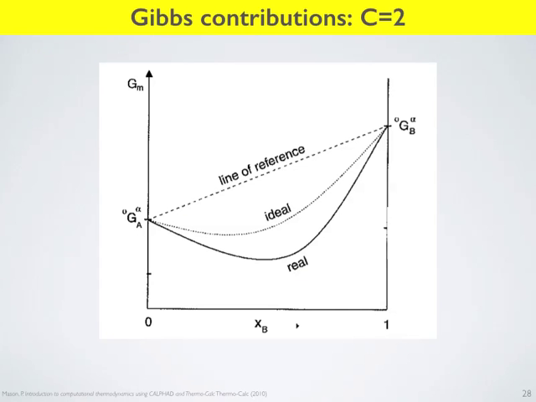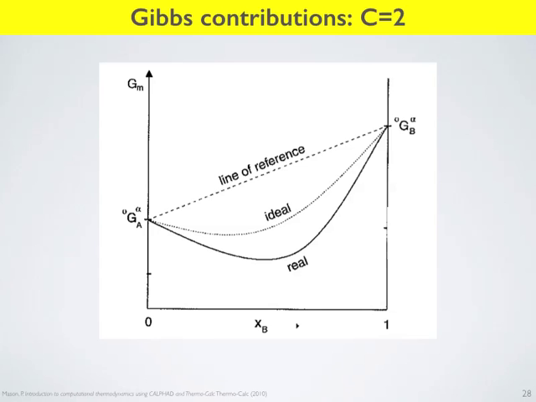So your Gibbs curve might look like this. You have your reference line, which is just a linear combination of the Gibbs free energy of A and B, the elemental reference states. Then you add on top of that the ideal mixing term. You get something that looks sort of like a parabola right here. And then you need to worry about making your ideal approximation look a lot like the reality.